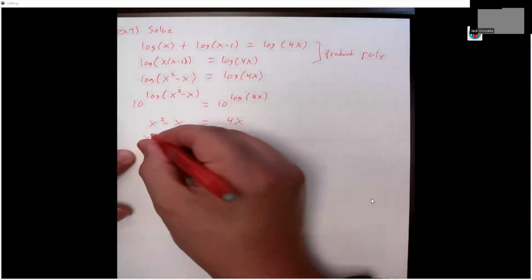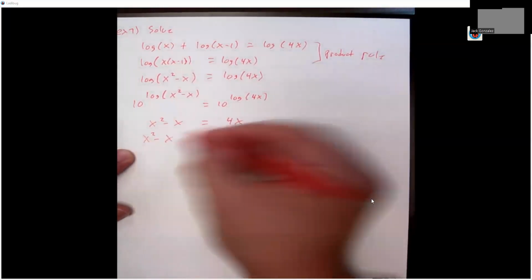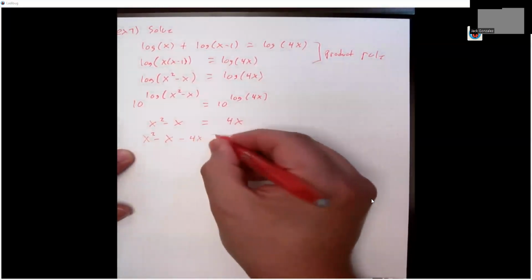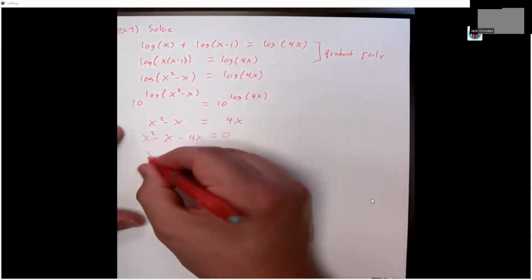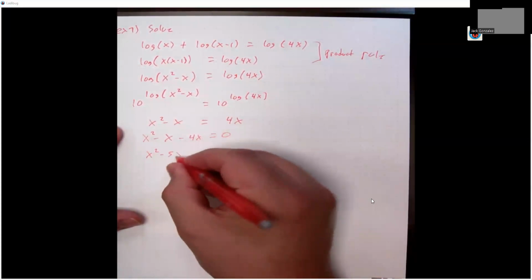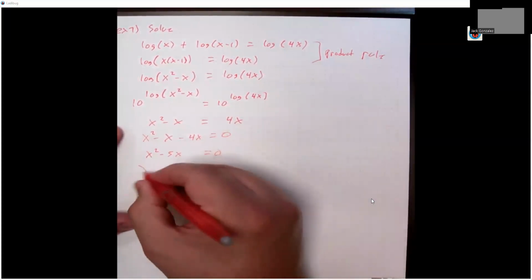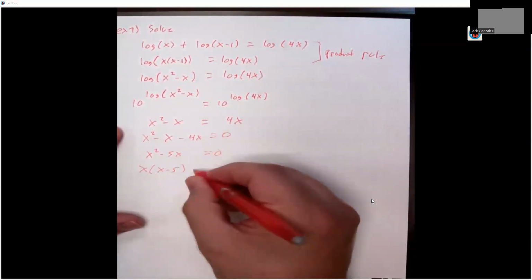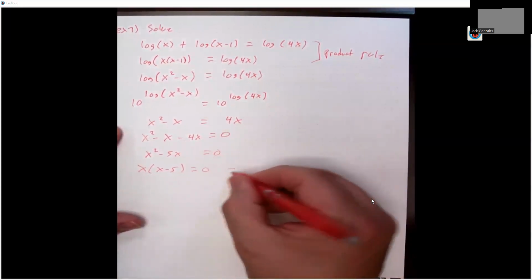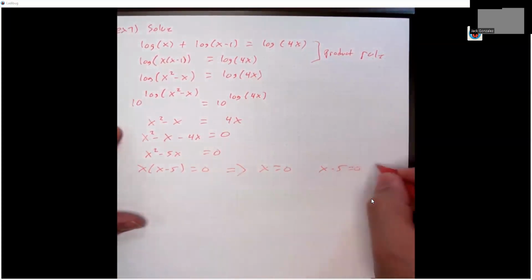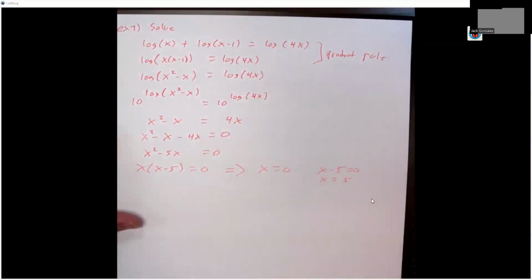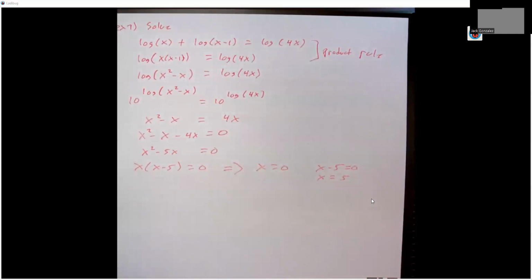So I'm going to subtract this guy. Okay. So we got x equals 0 and x minus 5 equals 0. So x is 5 and 0. And am I able to use both of these solutions? You don't forget.